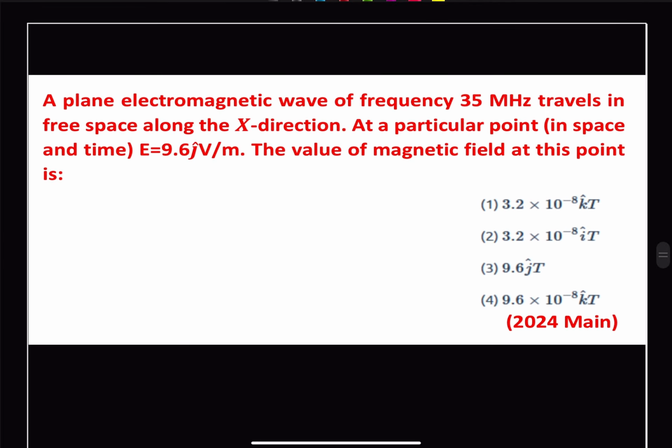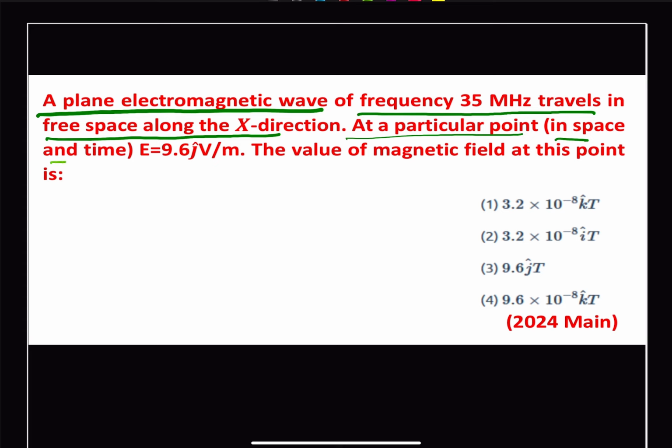It states that a plane EM wave of frequency 35 MHz travels in free space along x direction. At a particular point in space and time, E is 9.6 j unit vector volt per meter. The value of magnetic field at this point is. So we are given the wave is traveling in x direction, and at a particular point our value of electric field is given as 9.6 j unit vector. It means the direction of our electric field is in y direction.